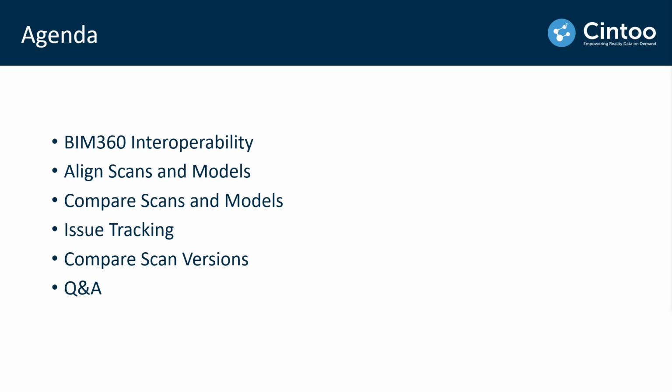Agenda items for today: I'll be covering each of these topics with a mix of walkthrough videos and summary slides. We'll start with our BIM 360 interoperability and how to work with model files from your BIM 360 projects in Cintoo. We'll talk about our alignment tools and comparison tools and typical workflows for issue tracking. Then I'll touch on comparing scan versions for scan versus scan analysis and leave some time at the end for Q&A.